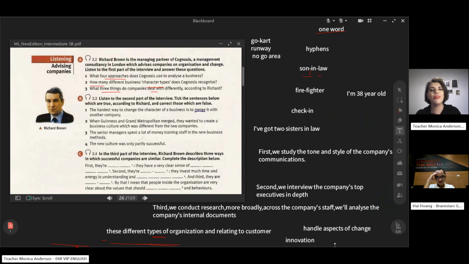Okay, so it handles aspects of change, innovation, and different types of organization and relating to customers.